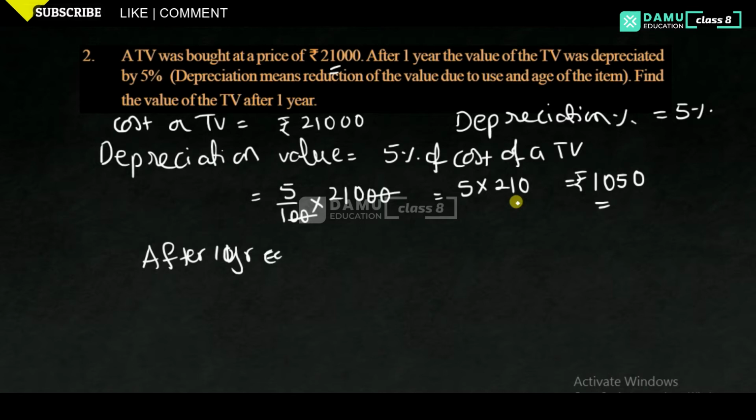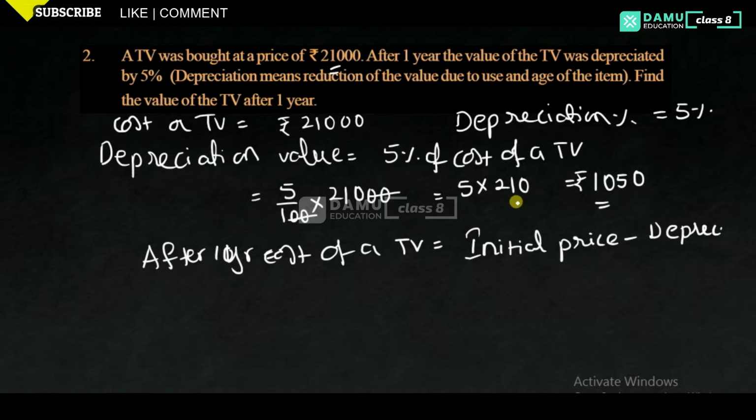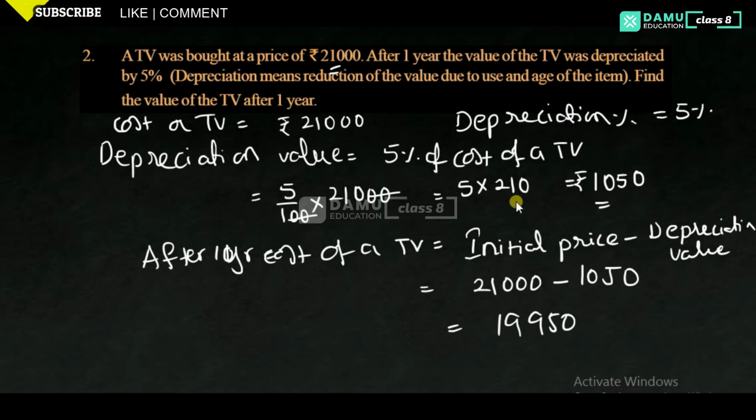After 1 year, the cost of a TV will be equal to the initial price minus the depreciation value, because depreciation means subtraction. So the depreciation value will be 21,000 minus 1,050. So what will you get? 21,000 minus 1,050 will be equal to 19,950 rupees. Like this we can calculate.